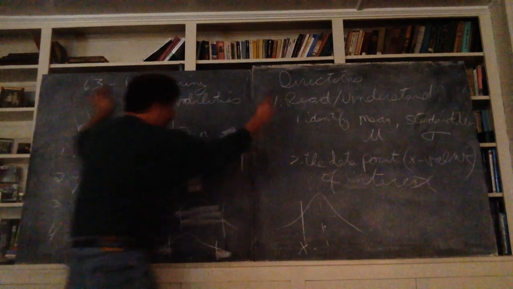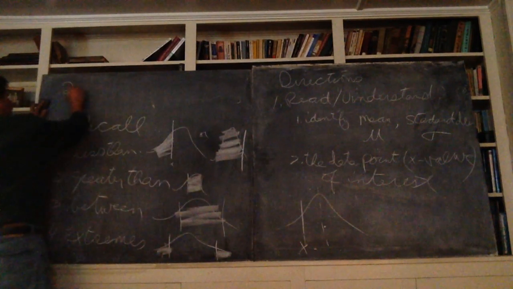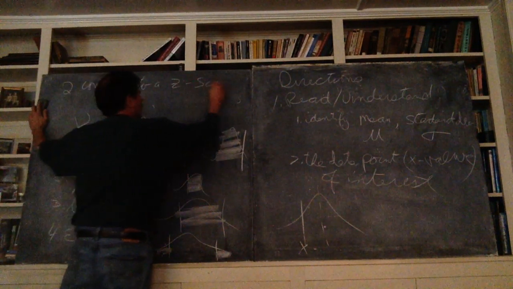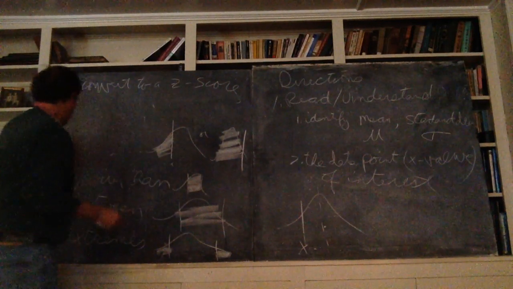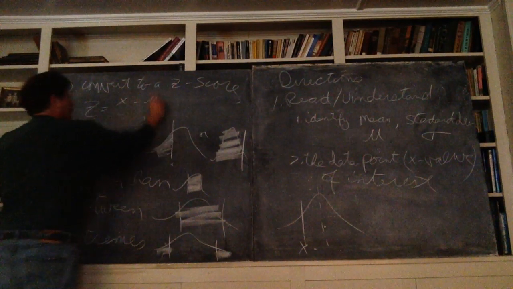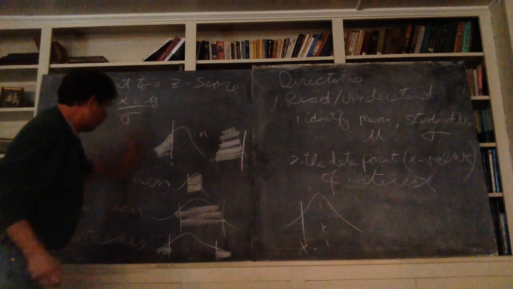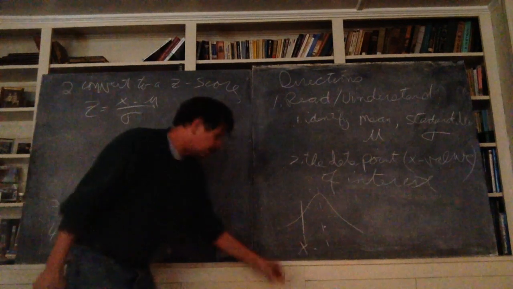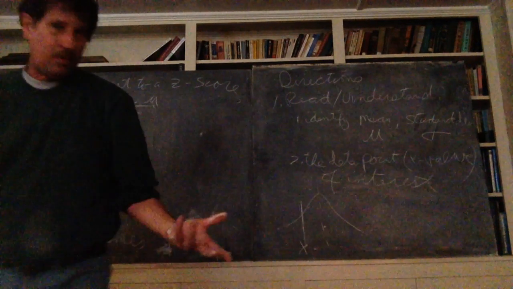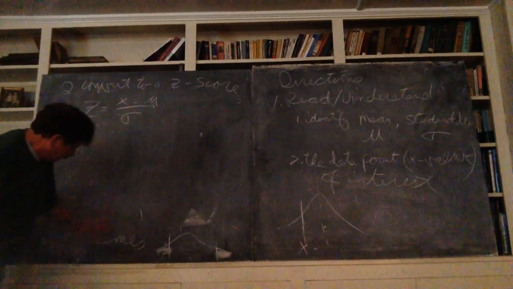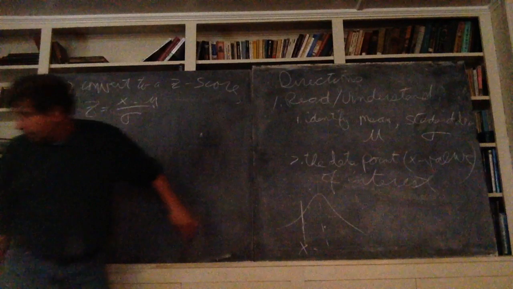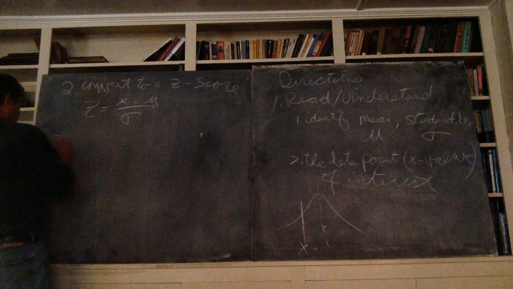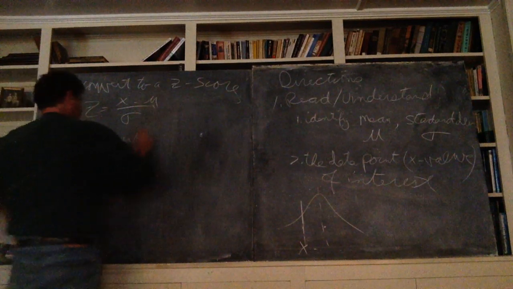So then, after you do those, convert to a z-score. Remember, z equals x minus mu over standard deviation. What that does is tell you how many standard deviations away from the mean this x value is, however many that is. So you do that, and then convert. Draw the picture and shade it. Look up the probability on the table.